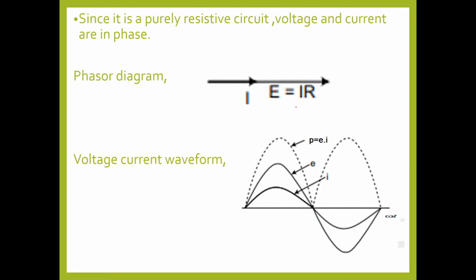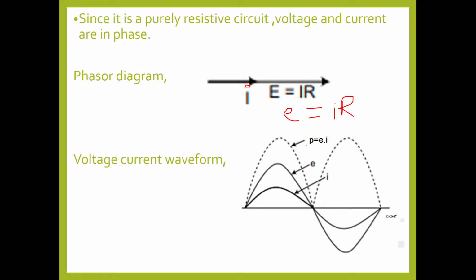So E is equal to I into R. You can write even small letters: small e is equal to small i into capital R. Instead of writing it in the diagram, I can write small e is equal to small i into capital R. This voltage is in phase with current. So I and E are in phase with each other, overlapping each other.